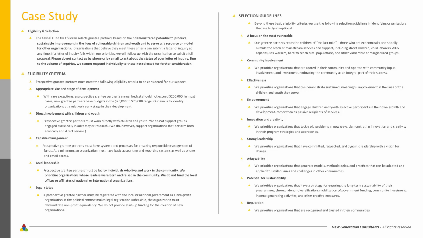Then they say, we prioritize organizations that are rooted in their community. Not necessarily national organizations. Can you hear how you coach the words? Okay. That are rooted in their community and can operate with community input, involvement, investment, embracing the community as an integral part of our approach. They go on to say we prioritize organizations that can demonstrate sustained, meaningful improvement in the lives of the children and youth they serve. Empowerment: we prioritize organizations that engage children and youth as active participants in their own growth and development rather than as recipients of services.